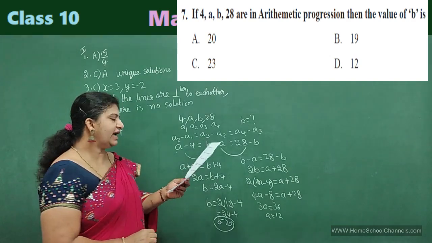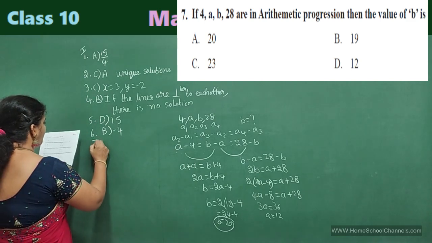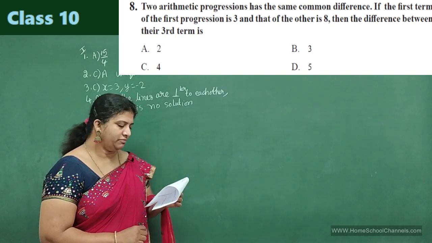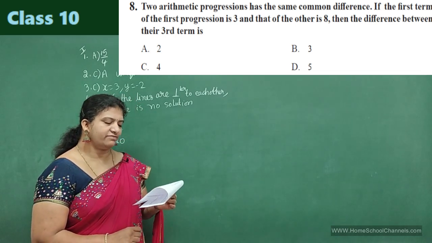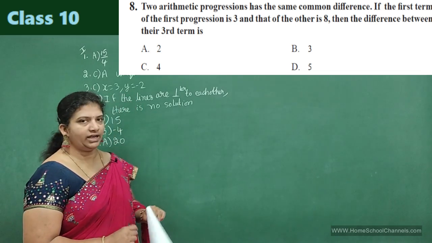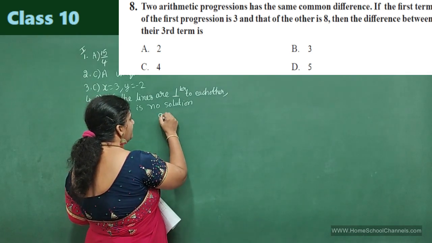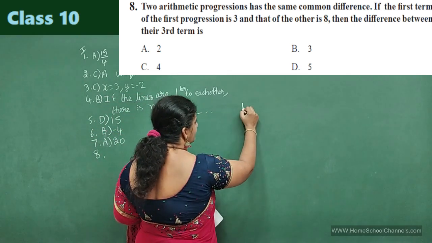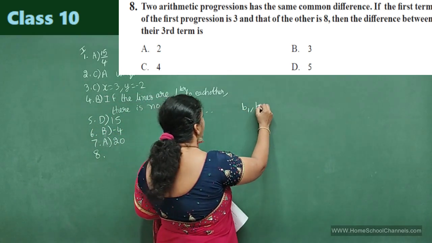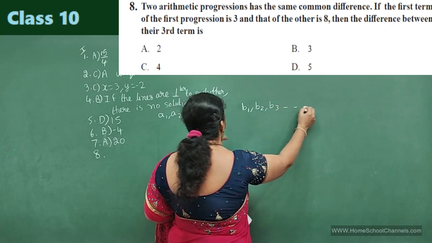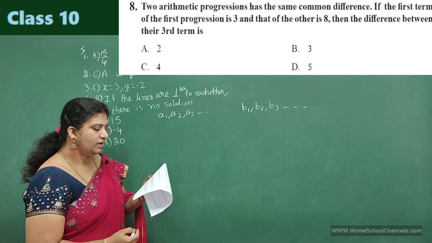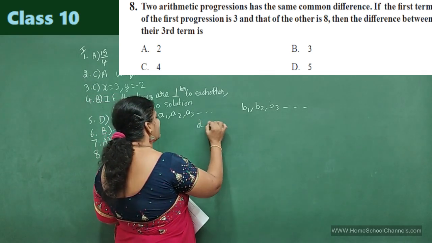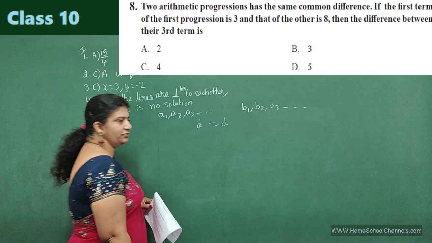So, which is your right answer here? Option A, 20. Eighth problem. Two arithmetic progressions have the same common difference. Okay, let me write two arithmetic progressions here. A1, A2, A3, so on. And another arithmetic progression, B1, B2, B3, so on. If their common difference is the same, this common difference value is equal to this common difference value.